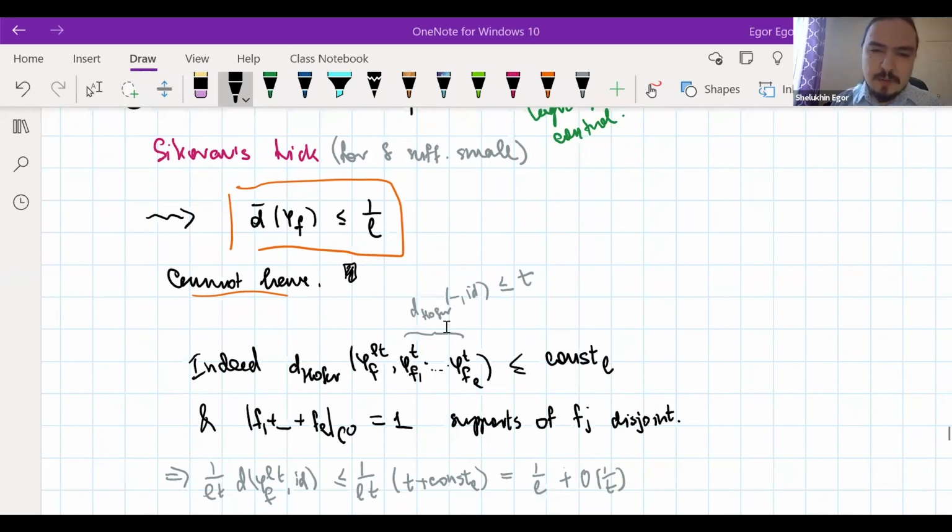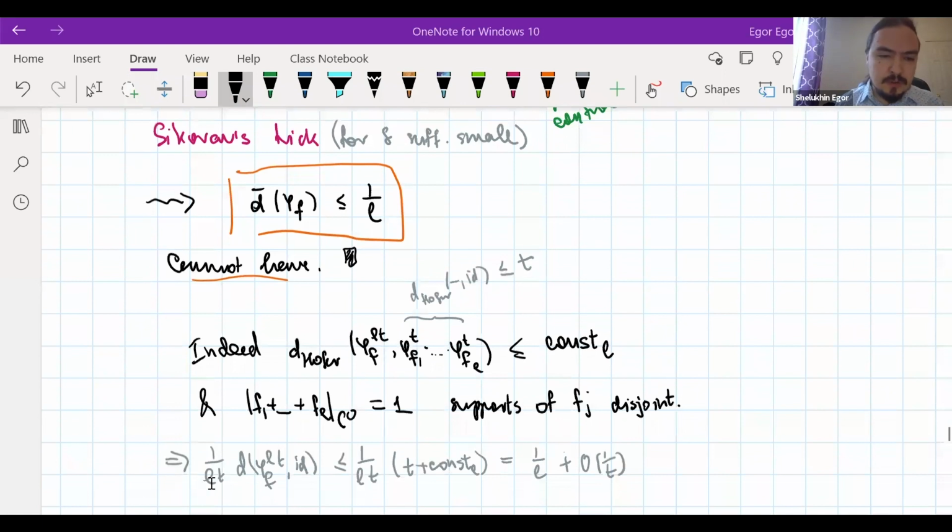Okay? So it means that the Hofer distance of the product of their time t flows from identity is at most t. This is on one hand. But on the other hand, this redistribution from the point of view of Hofer distance does not cost that much. It costs only at most a constant that depends on L, but not on T. Okay, so therefore we get that 1 over LT distance of phi LT F to identity is at most 1 over LT times T plus a constant depending on L. So it is 1 over L plus something that goes to 0 as T goes to infinity. Okay. So this is the proof of Sikorov's trick.